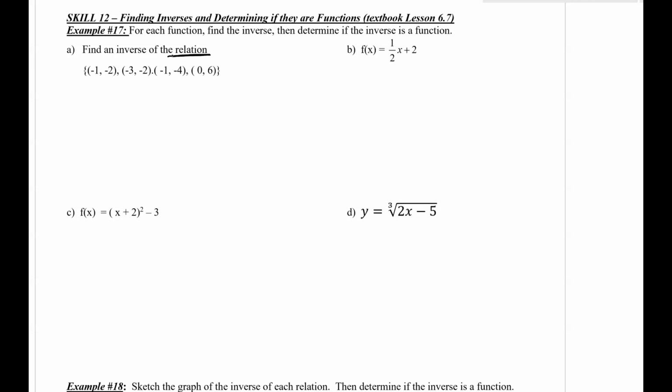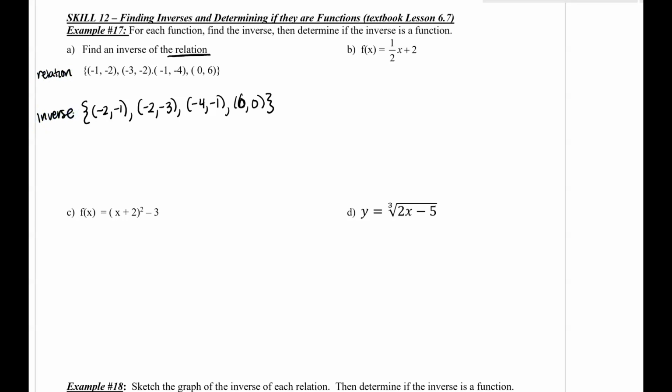So they're just saying, here's a set of points. Can you find the inverse? So remember, the inverse just has the x's and y's switched. So when it is just a set of points, I literally can just rewrite the points like we did in that chart earlier, where the y's become the x's and the x's become the y's. So this is the original relation, and this is its inverse.